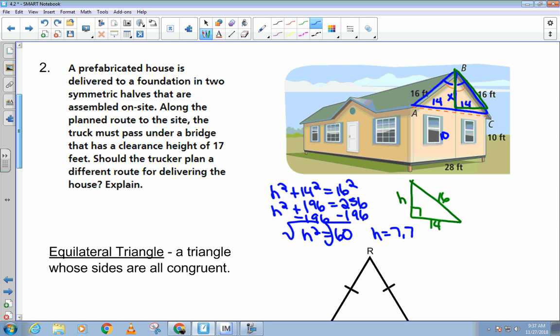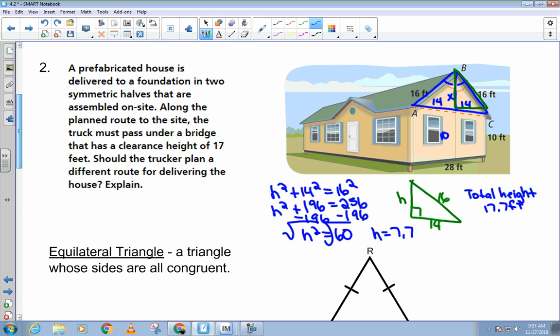Okay? So this right here is 10. This is 7.7. What's the total height? Almost 18, isn't it? 17.7, right? Feet. Is the trucker going to have to find a different route?